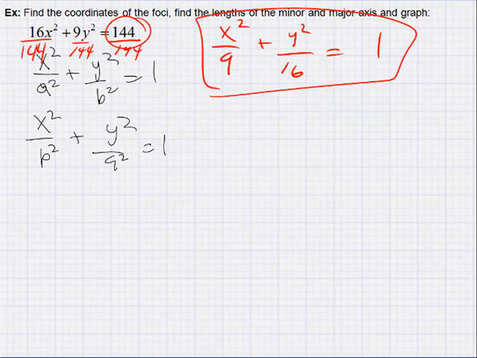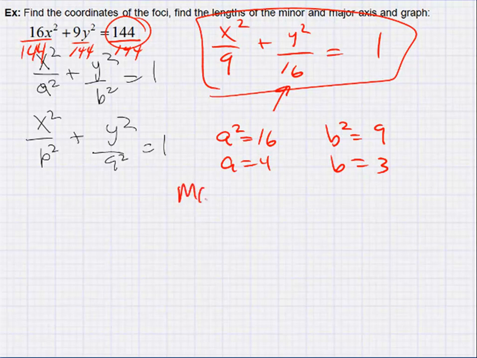So now that you start to look at this and go, alright, well, first of all, the bigger number is under the y. So that tells me that the a squared is the 16, the b squared is the 9. If it's under the y, the major axis is the y-axis. So a is 4, b is 3. My length of my major axis is 2a, so that's 8. My length of my minor axis is 2b, so that's going to be 6.